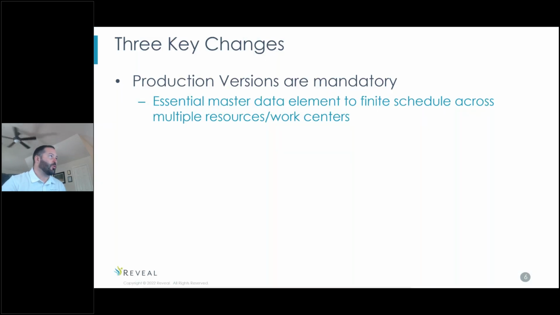So, what are some of the 3 key changes? One of those 3 key changes is that production versions, if you're not using them now, are going to be mandatory within S/4HANA. Production versions are one of those very essential master data elements, although not mandatory in ECC, that allow us to do a lot of things with finite scheduling, choosing source of supply, choosing the resources or work centers of which we're going to be dispatching our operations and our orders to.